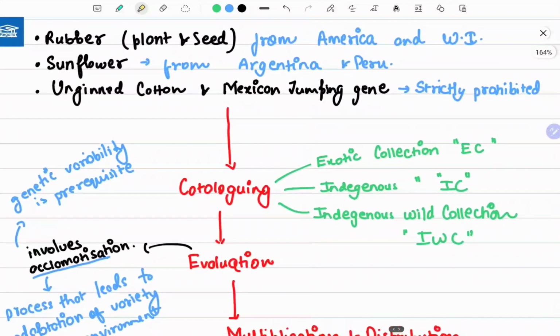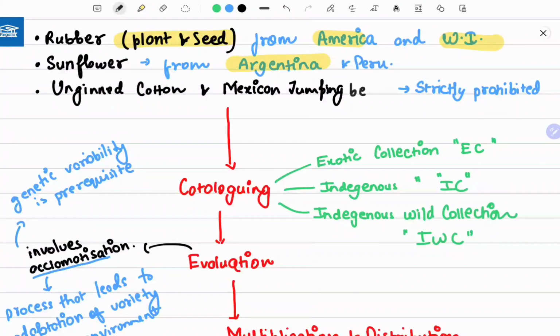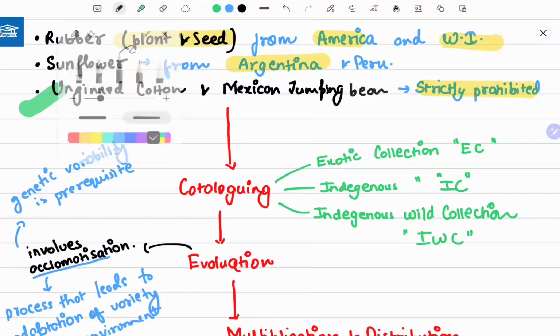Now rubber, here you can see the plant and seeds from America and West Indies are not allowed. Sunflower from Argentina and Peru. Ungind cotton and Mexican jumping bean. It's not gene, it's Mexican jumping bean actually, it's a misprint. So this crop is strictly prohibited from any country. It cannot be introduced in India.